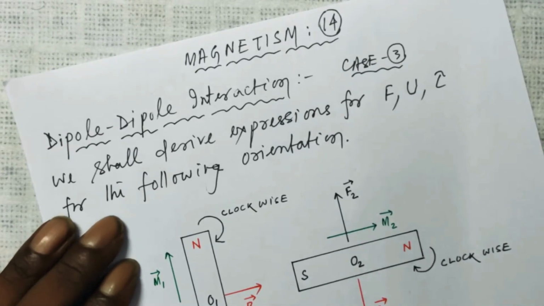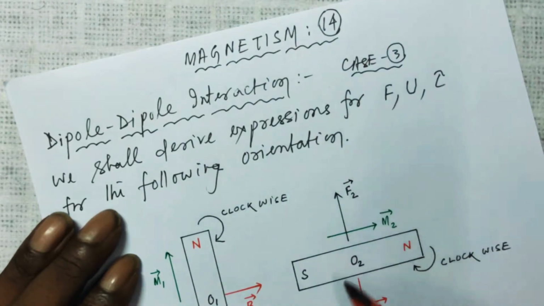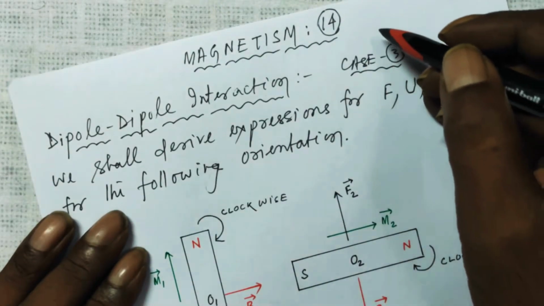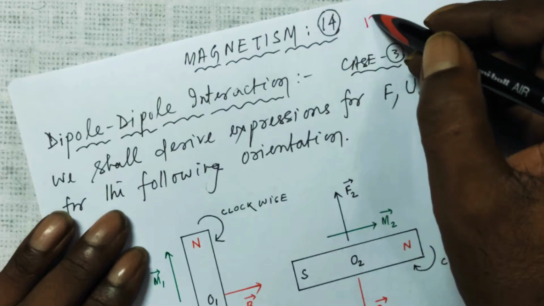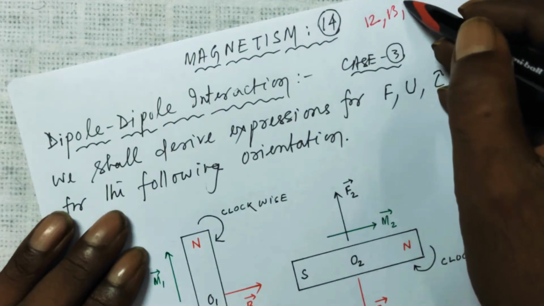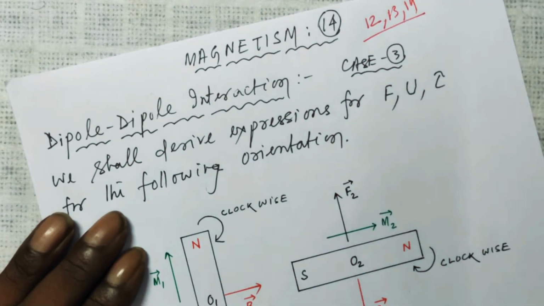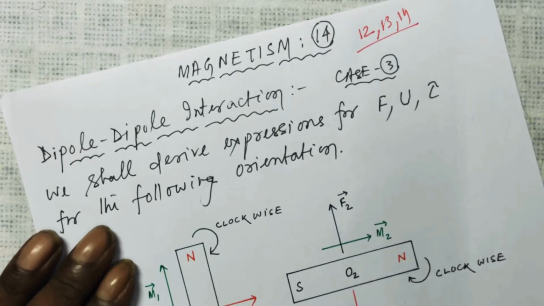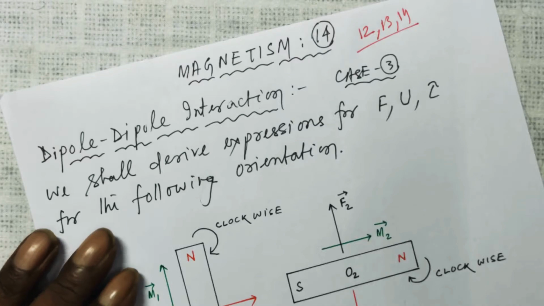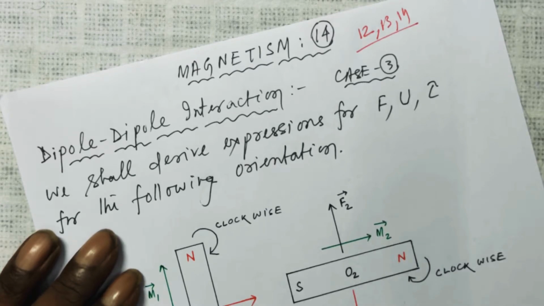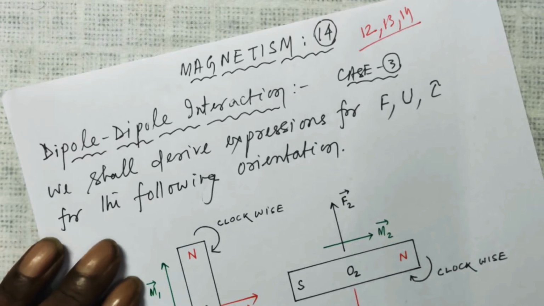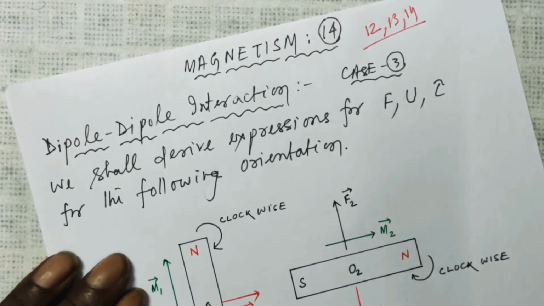Now magnetism lesson 14. Lessons 12, 13, 14 are definitely not for your school examination or your board examination, either CBSE or ICSE, and only for JEE Main and Advanced. You only have to remember the final expression, no need to derive it, but I'm explaining.